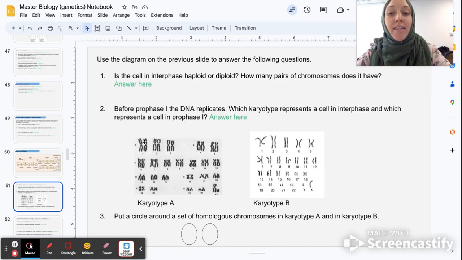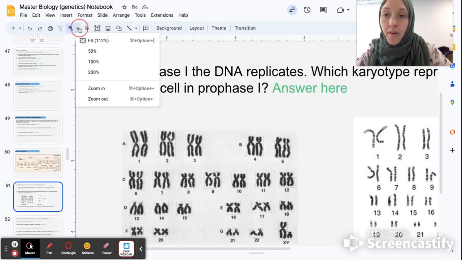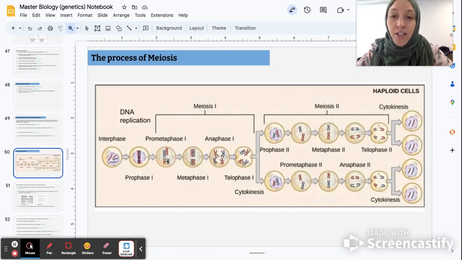So this is a diploid cell because we have 2 chromosomes. I realize we have 4 copies here, but we only have 2 chromosomes. So this is considered 1 chromosome because it's connected at the centromere, and this is a second chromosome because it's connected at the centromere. All right, so here we go. We have diploid, diploid, diploid.